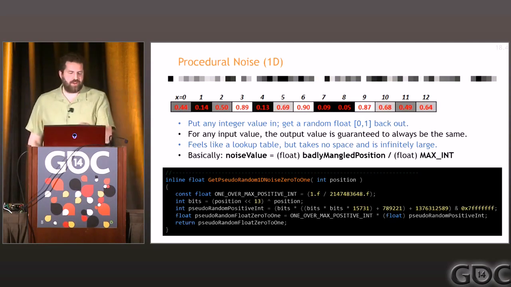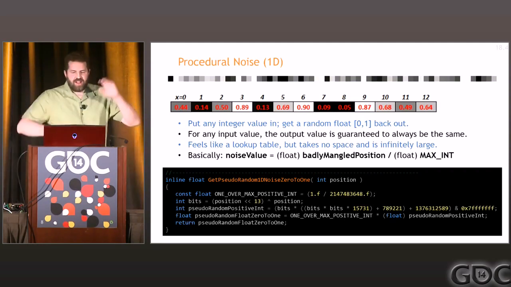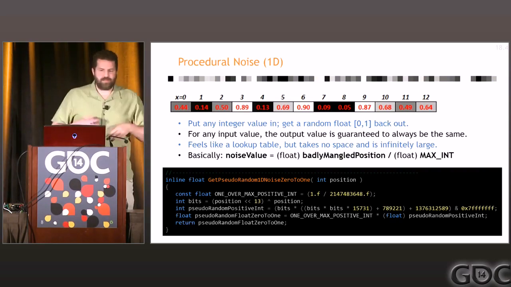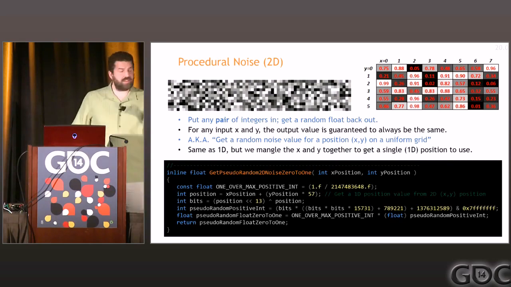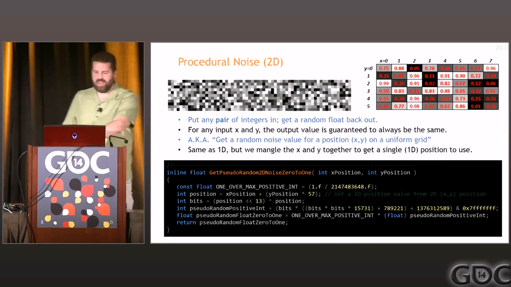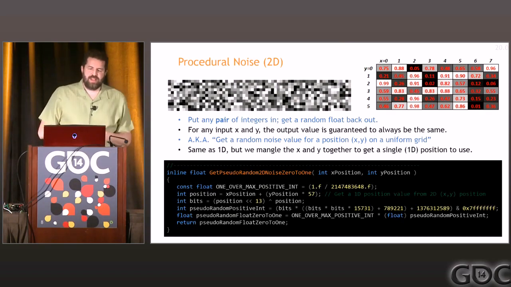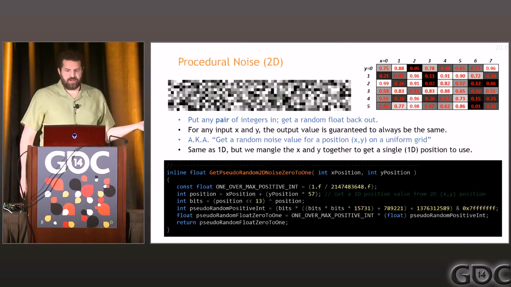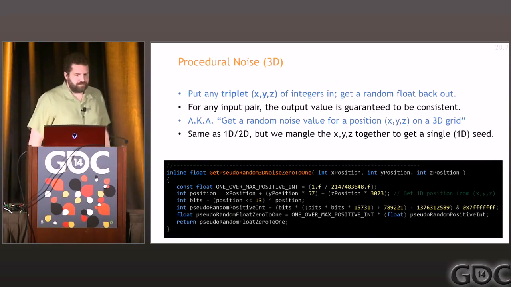So the basic way this works, and I'll just let you look at the code later, is I take an integer, I mangle it up and smash around the bits, and then I divide it out and normalize it. I can do this in 2D as well, right? And I can just have an x position and a y position as my inputs, 2D input, and then still get back out a single float. I can do this for 3D noise as well.